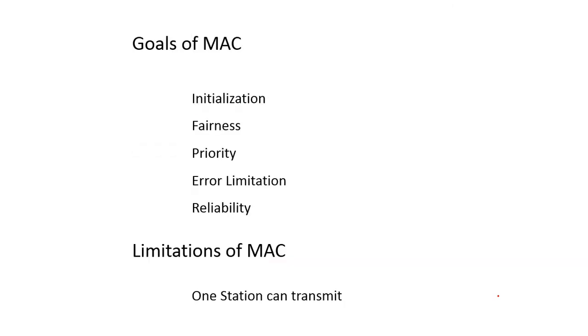And the goals of medium access control are initialization, fairness, priority, error limitation, and reliability. Because whenever we start the communication, whatever resources we have, we initialize with each other. Fairness means that whenever we are initializing the resources, we need to use them fairly, because if we allot multiple resources to one entity and not any single resource to another entity, that's not fairness.